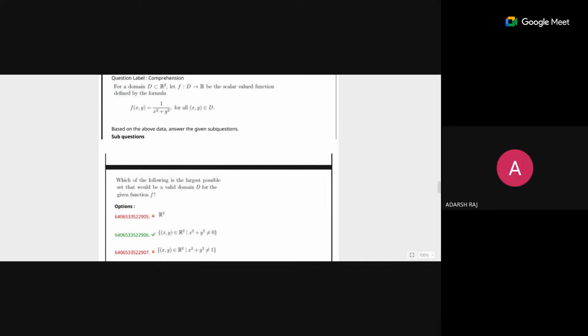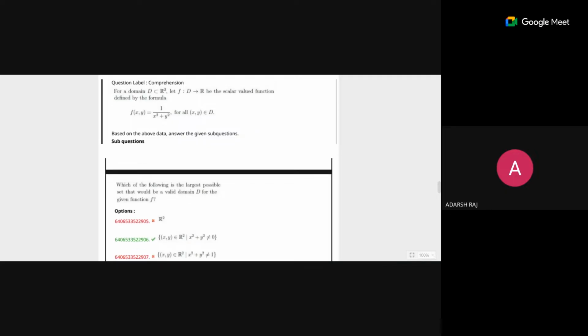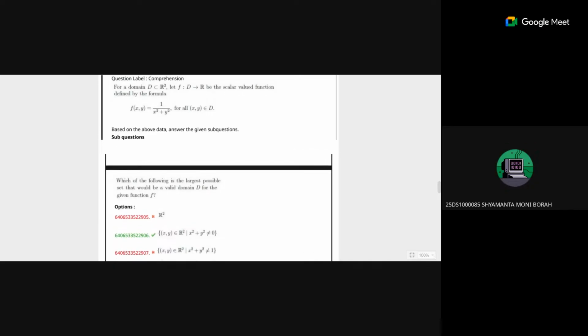So which one will be? It's 0 comma 0. If you put 0 comma 0 into this function, what do we get? Infinity, not defined. Yes, my screen is visible, sir.